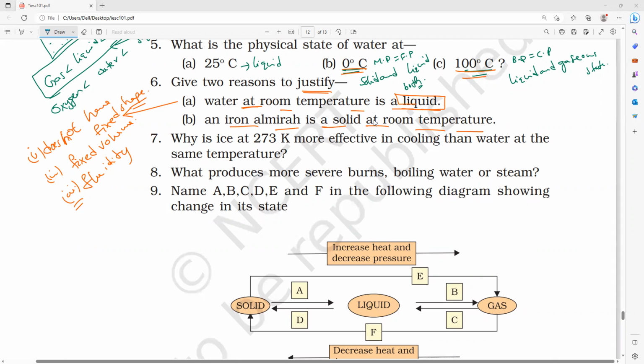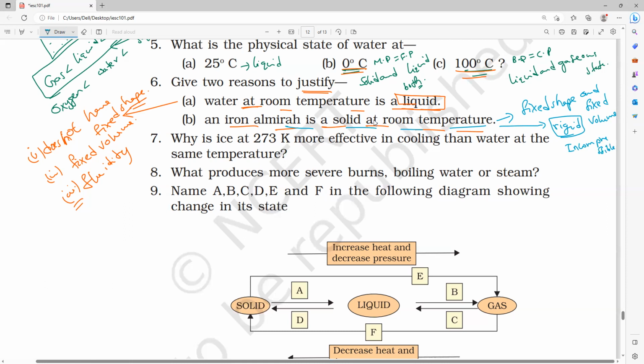Next, an iron almirah is a solid at room temperature. What is the reason? It has two things: fixed shape, and as well as what? Fixed shape and high force of attraction responsible. Yeah, very good. Next, does it have an open surface or not? And it is very rigid in nature. You can write that also. So we can write high force of attraction, rigid nature. And is it incompressible or compressible in nature?